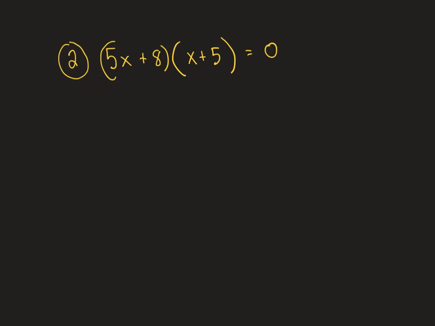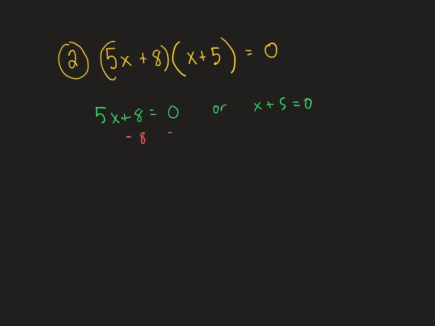Second example, pretty much the same thing. We've got (5x plus 8) times (x plus 5) equals 0. So again, we've got one parentheses times another parentheses equal to 0. So two things multiplying to be 0. So either 5x plus 8 is 0, or x plus 5 equals 0. So we're going to work out both of those algebraically.